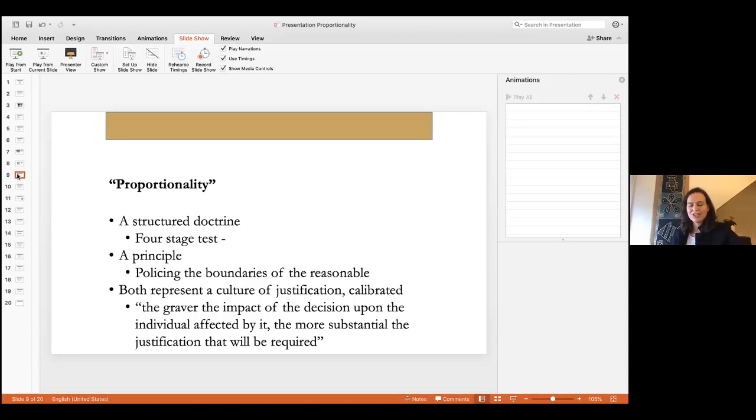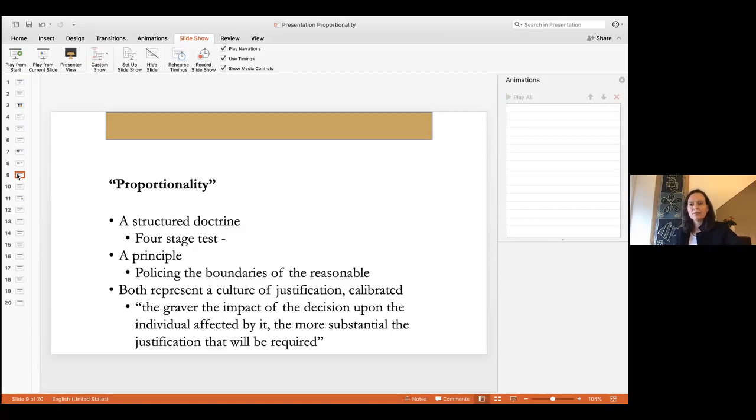It also compares quite distinctively from approaches that rely on fidelity to text or fidelity to origins. And I'm coming to you from the United States, where originalism plays an extremely large role in constitutional interpretation. So proportionality is extraordinarily distinctive from those things. And there are obviously various theories about how it works. Robert Alexy's idea that rights represent principles that need to be optimized has been obviously a very influential one.